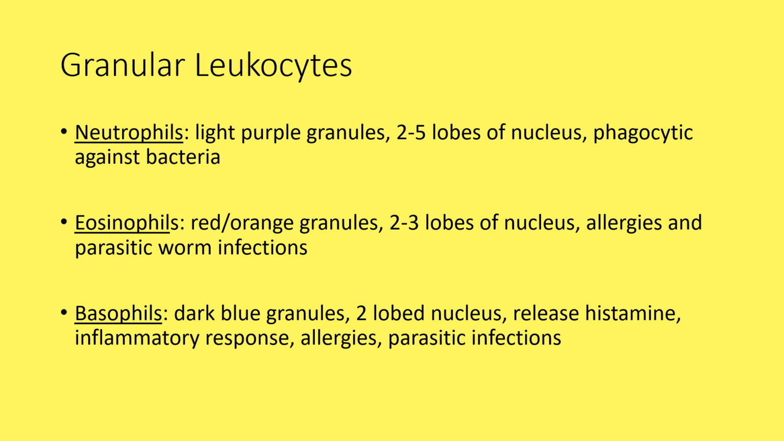Neutrophils, when you look at them, those granules are going to be a very light purple. You look at the nucleus. There's 2 to 5 lobes. It's not a nice little round nucleus. It has all these little lobes on it, if you will. There's 2 to 5 lobes. What do the neutrophils do? One of their main things is to carry out phagocytosis against bacteria.